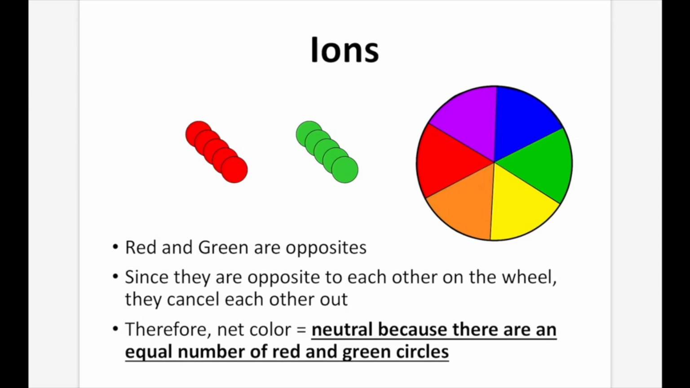You can see that they're on opposite ends of the color wheel. So they're opposites, and they're going to cancel each other out. Therefore, the net color is going to be neutral because there's an equal number of red and green circles in our diagram here. We have 5 red, 5 green, therefore we get a neutral object.